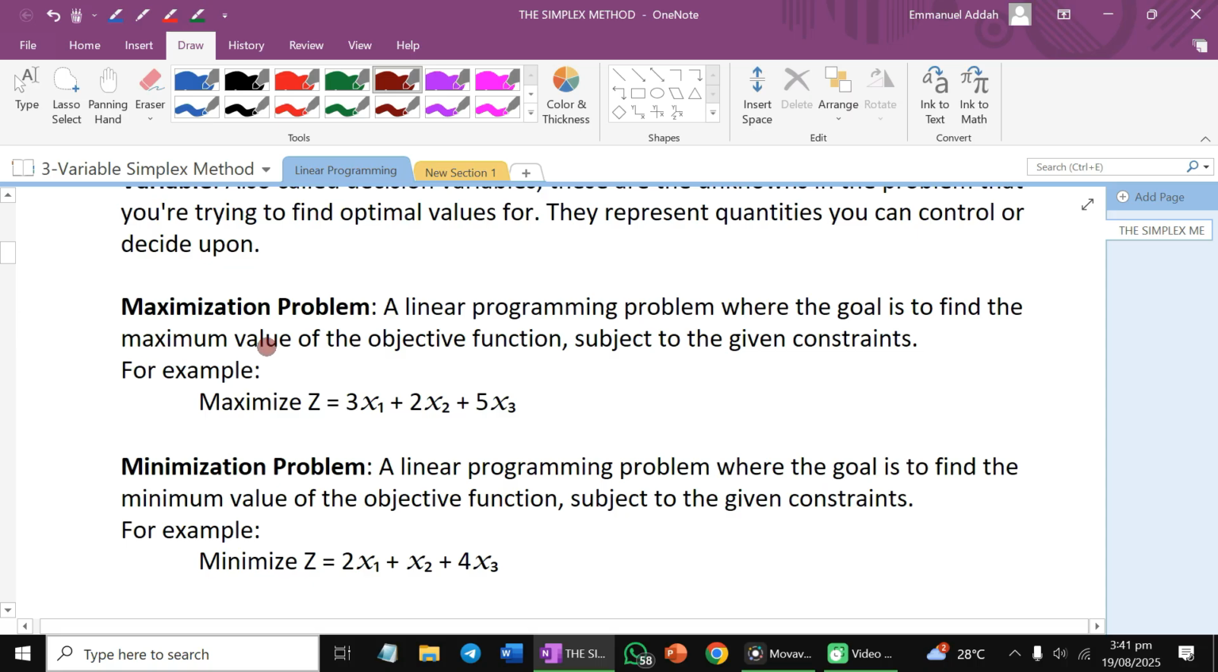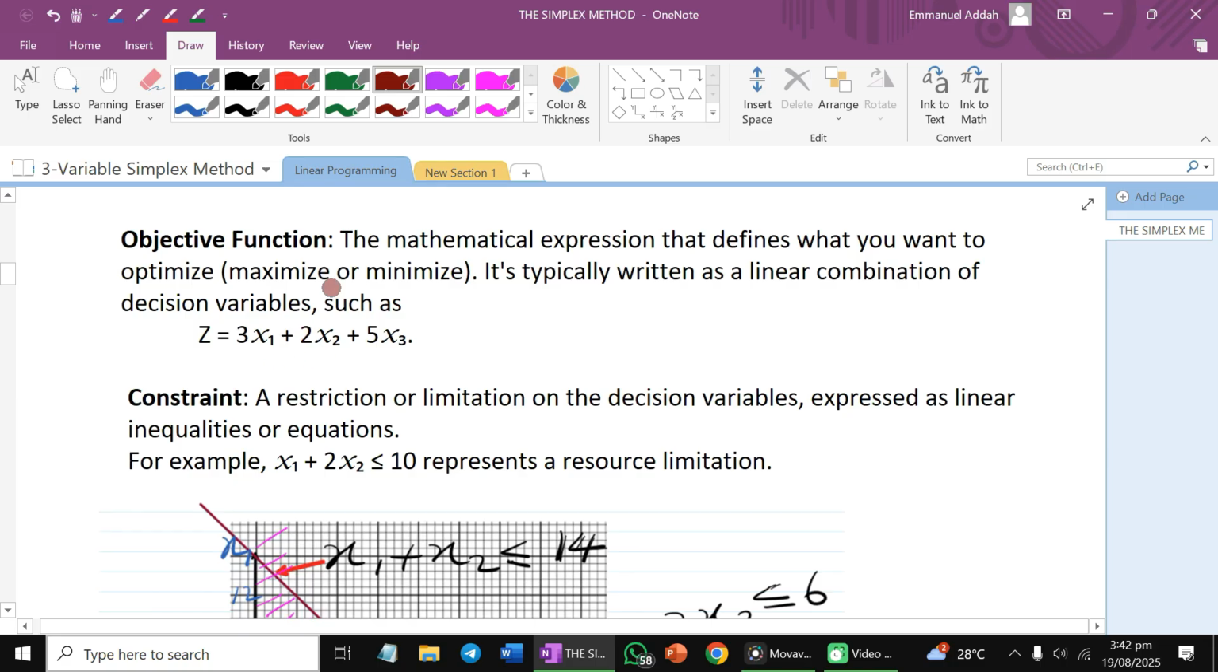For a maximization problem, you want to maximize profit, while for a minimization problem, you want to reduce cost, either cost of production or cost of transportation or any other cost. Objective function: the mathematical expression that defines what you want to optimize is called the objective function. Either you are maximizing or you are minimizing, and that statement is what we call the objective function, as that is the goal of your operation.